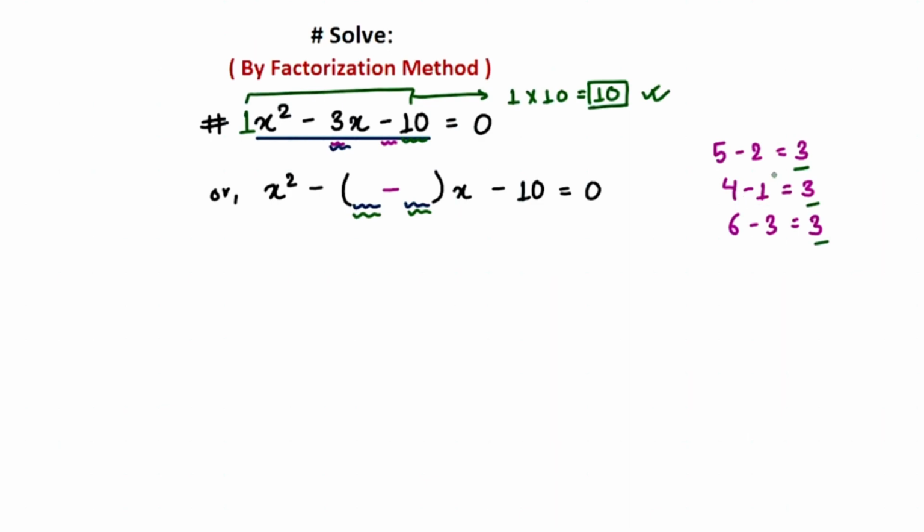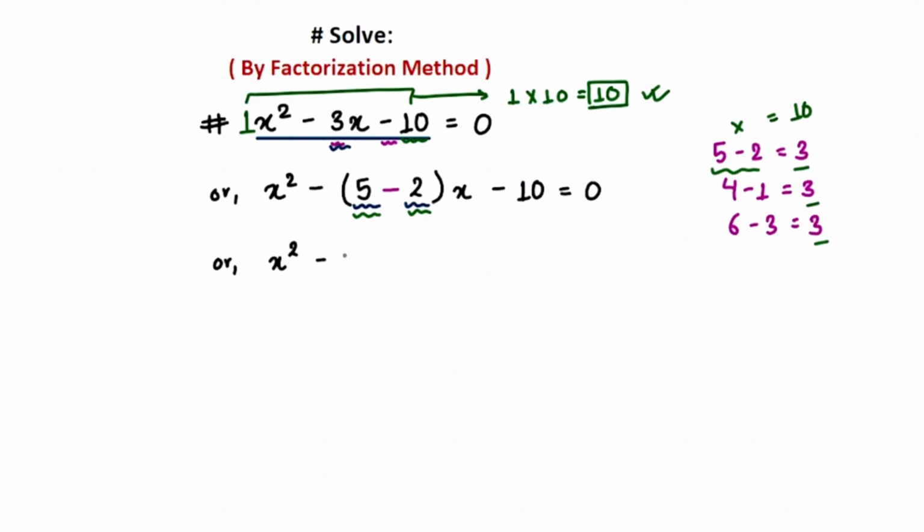Now when you look at our options, what we'll see is 5 minus 2 is 3, so the difference is 3, and 5 times 2 is 10. So this is our correct option. So let's put those two numbers over here. So we have 5 minus 2 over here. Now we just open up our bracket.